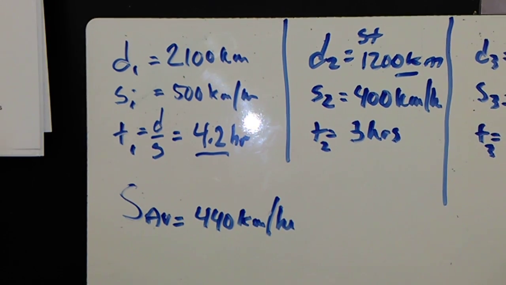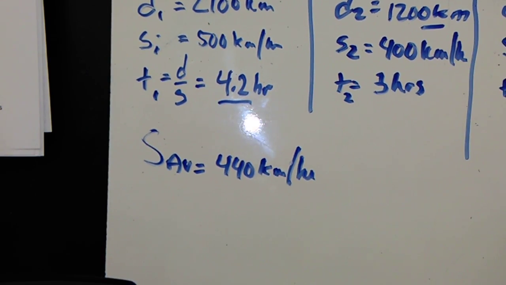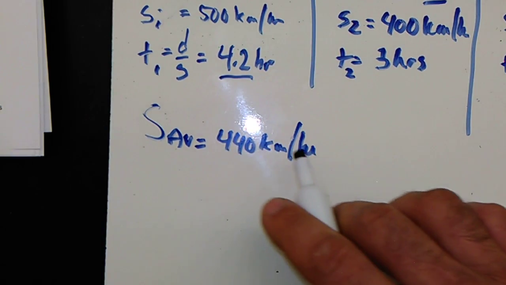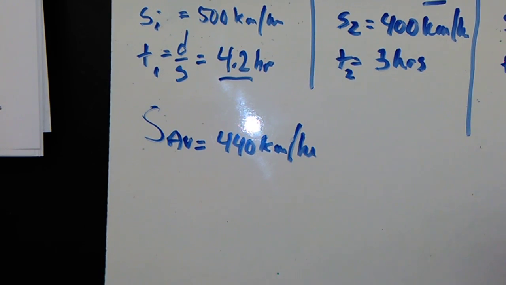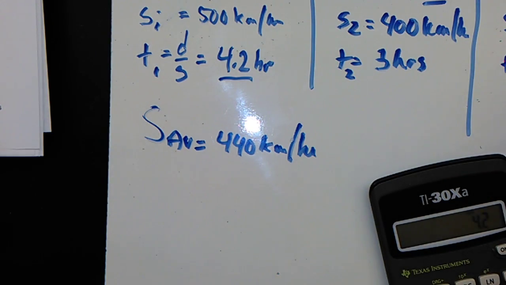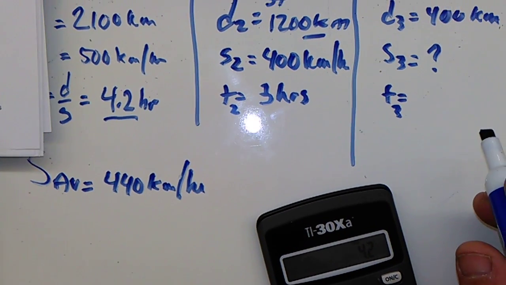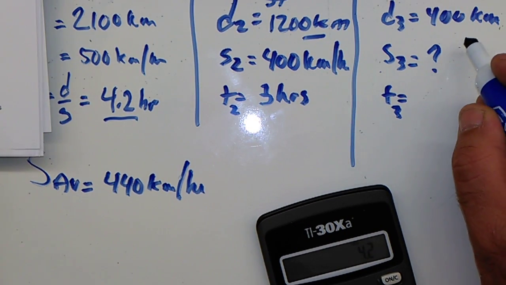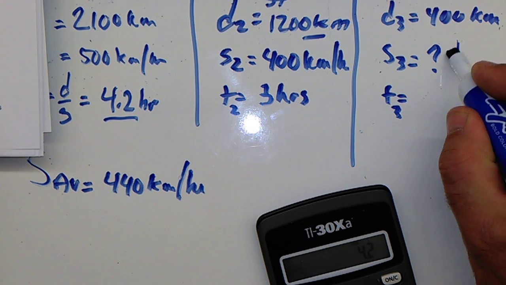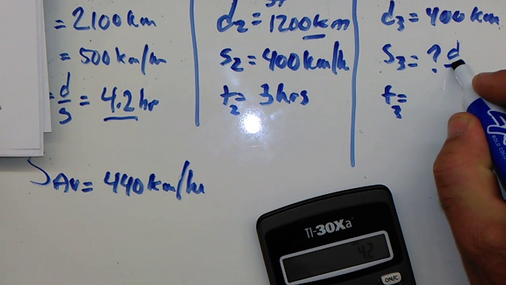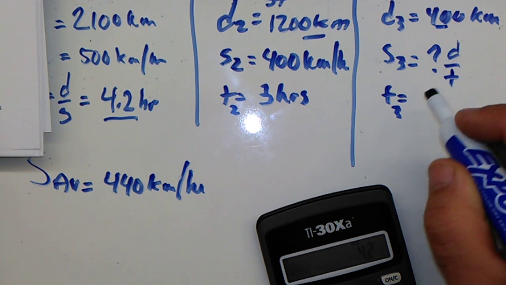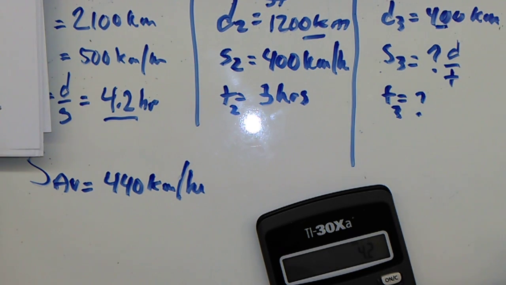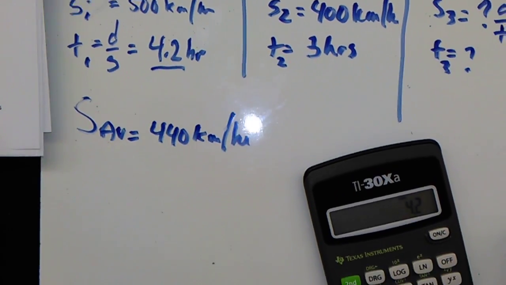All right, good. Now we have the average speed of 440 kilometers per hour, and we need to find the speed of the last part of the trip. We do know that the speed of the last part of the trip is equivalent to the distance divided by the time. We've got the distance, we don't have the time. So let's figure this out. We've got a little quandary here.